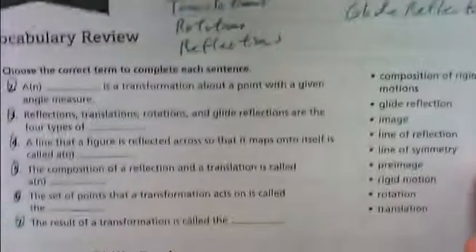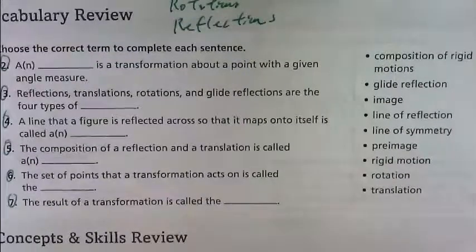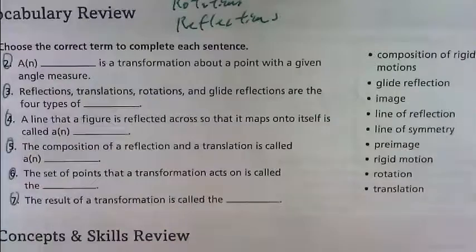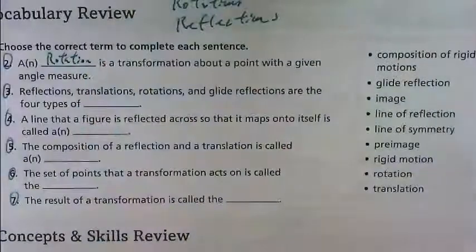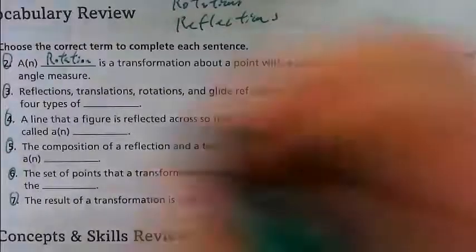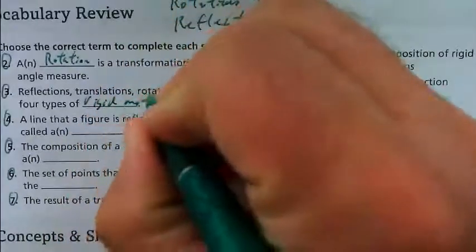All right. On the next part of this, you had a word bank. So on number 2, a blank is a transformation about a point with a given angle measure. So that would be a what? That would be a rotation. So you're rotating a certain angle measure. Reflections, translations, rotations, and glide reflections are 4 types of, hey, look at that, rigid motion. So it's kind of the same thing as question number 1. Rigid motion.